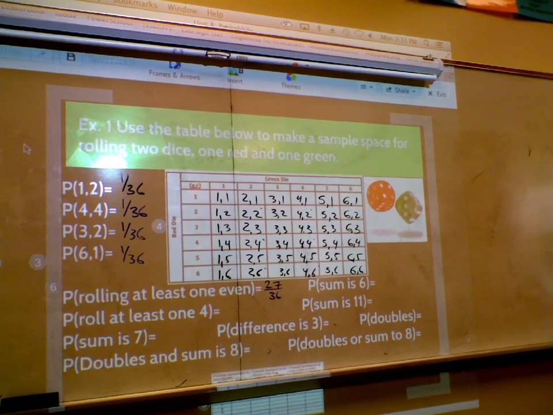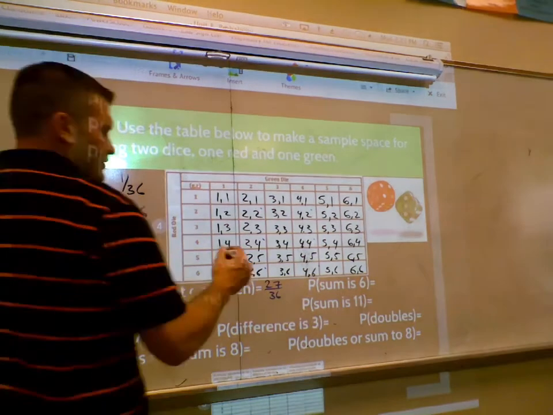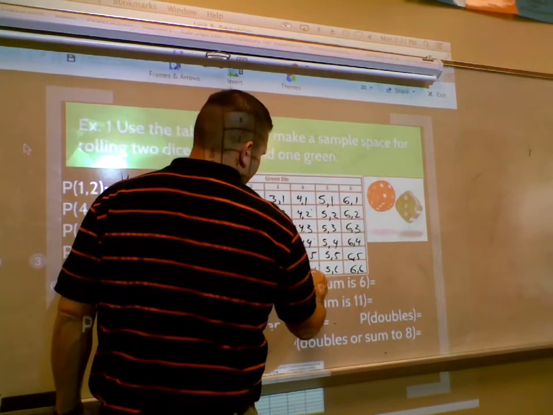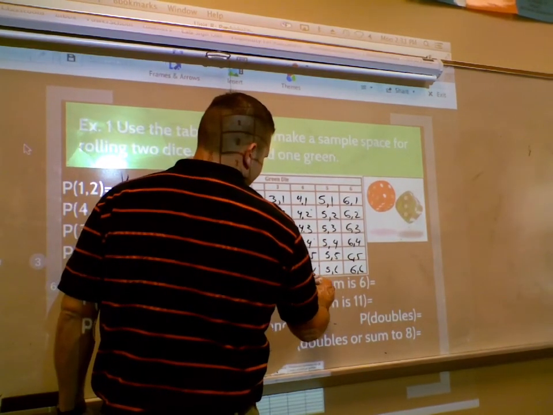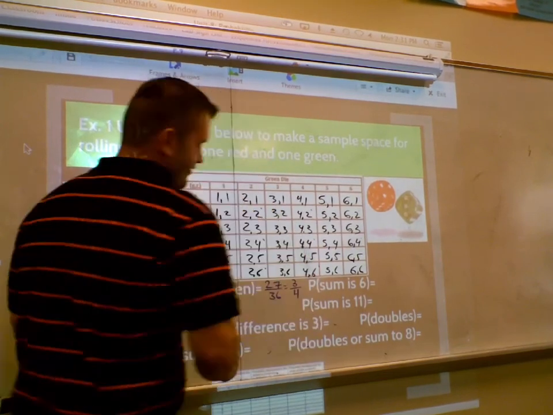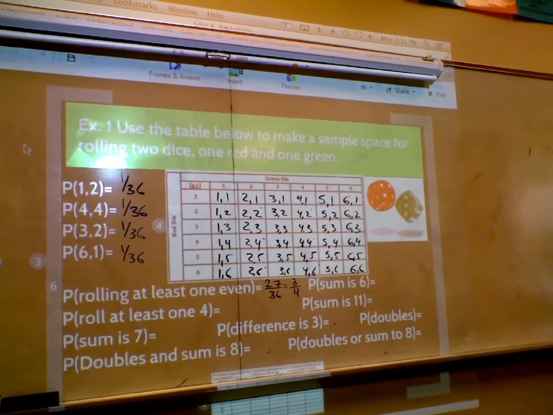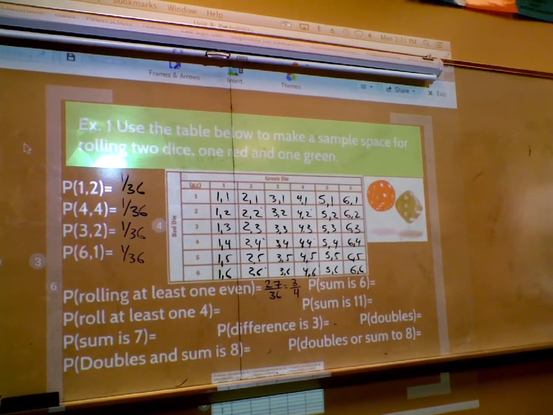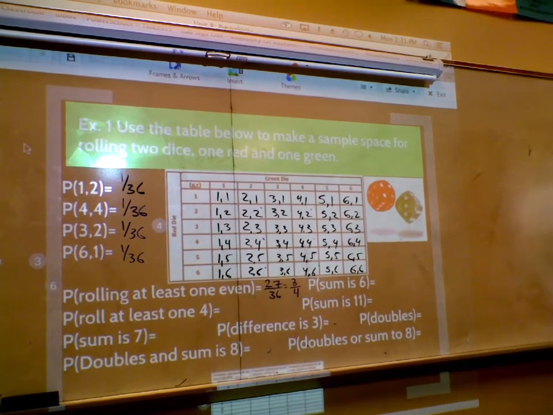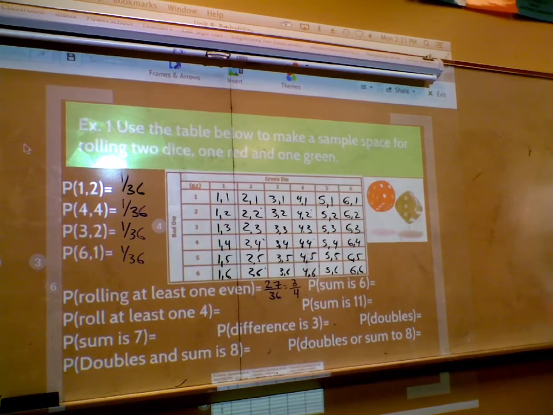Do I leave the fraction like that? No, we reduce. Can we reduce to what? 3 over 4. Take a 9 out of everything. 27 divided by 9 is 3. 36 divided by 9 is 4. Now, if you can't do that in your head, type it in your calculator: 27 divided by 36, hit enter. Then hit math, frac, enter, and it'll give you the fraction.